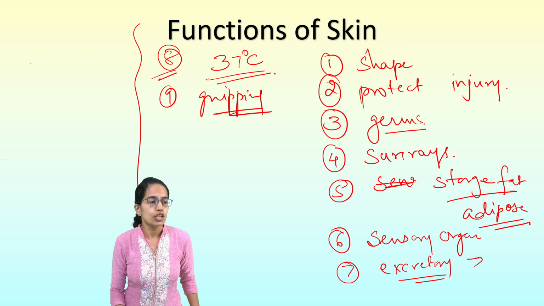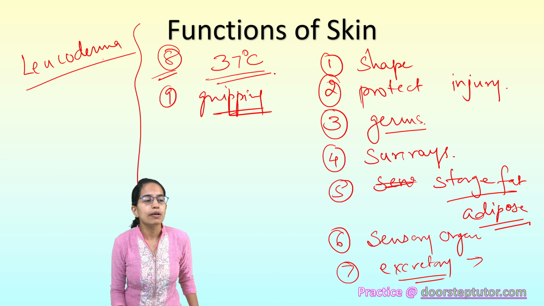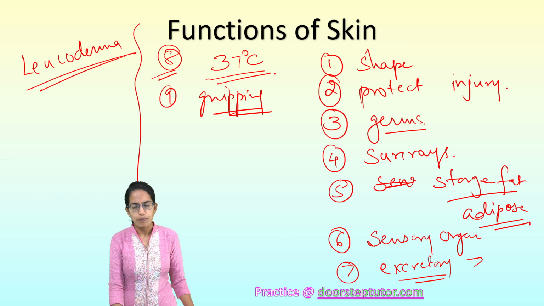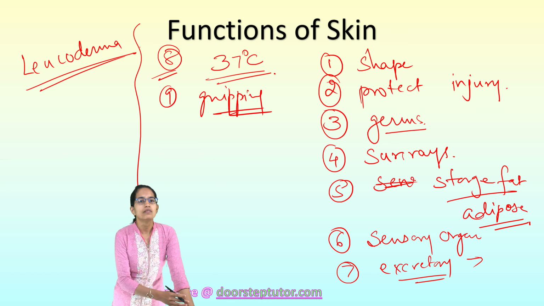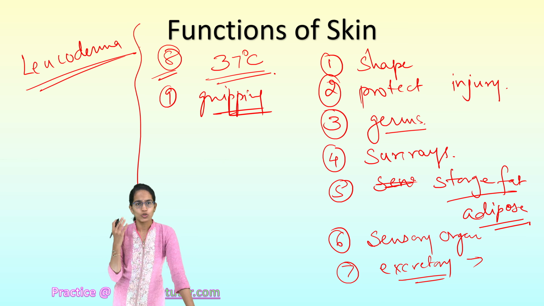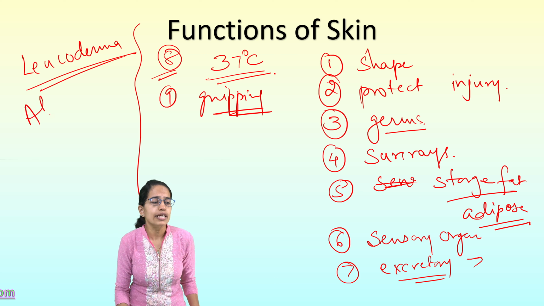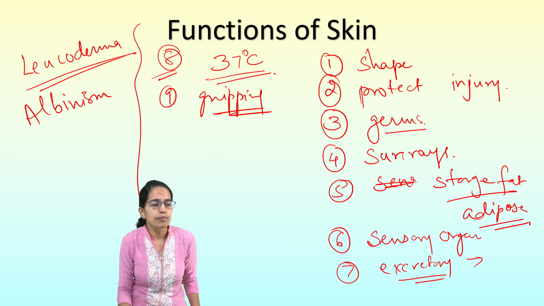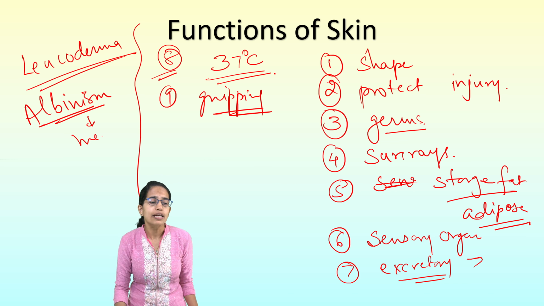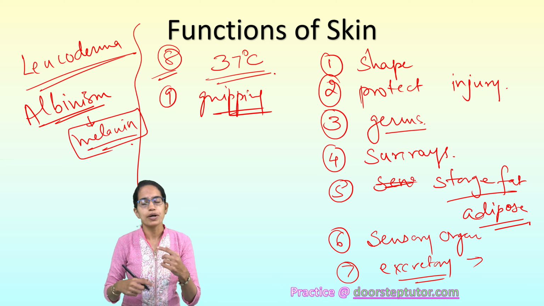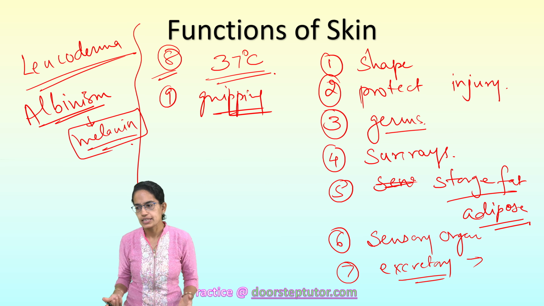One is leucoderma. Leucoderma is a disorder where pigmentation of the skin is not proper. So that means the skin has white patches throughout the body. We call this leucoderma. The next is albinism. Albinism is a disorder. It is mainly a hereditary disorder, and that is due to absence of melanin in the body or improper manufacturing of melanin in the body.